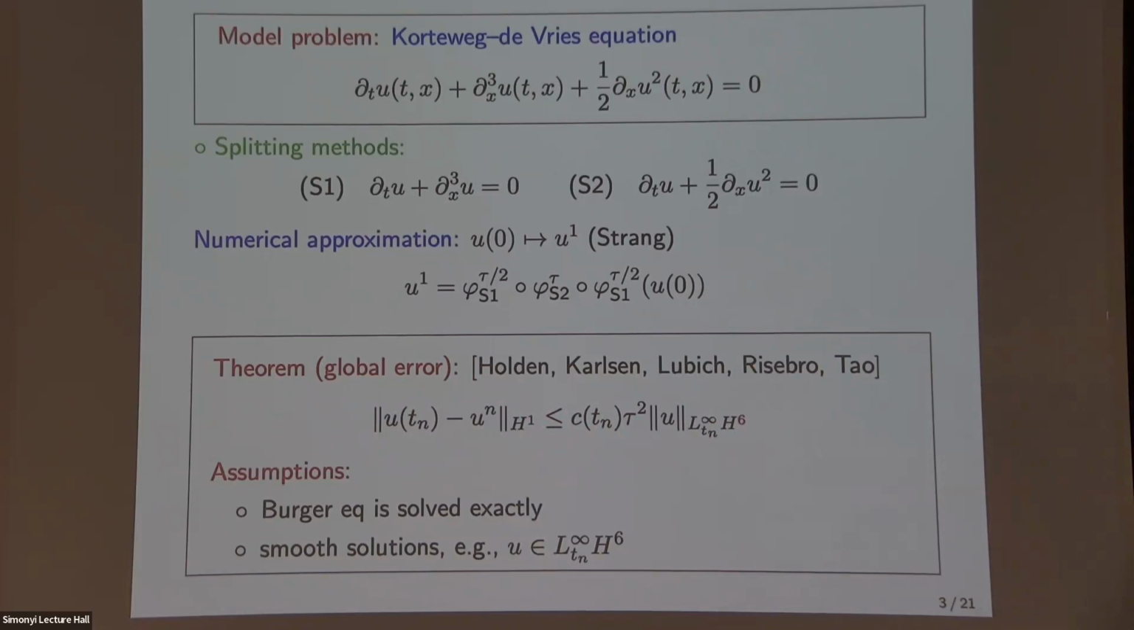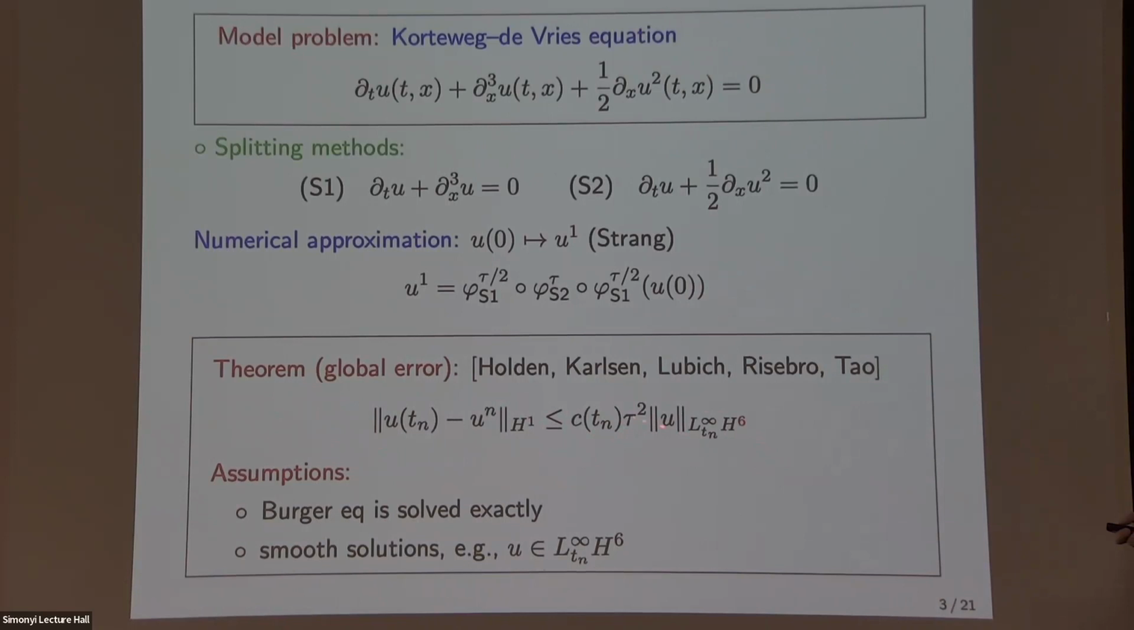And then in order to really control this error and have this rate of convergence, you need H6 solutions. So basically you need smooth solutions in order to have this convergence. And secondly, in their global error estimate, they assume that you solve the Burgers equation exactly. If you only think about the time discretization, this is no problem.